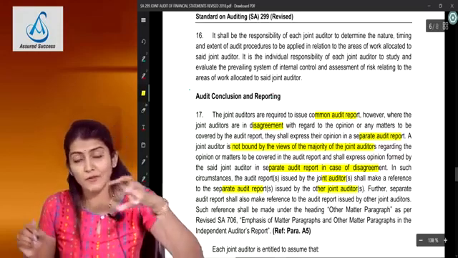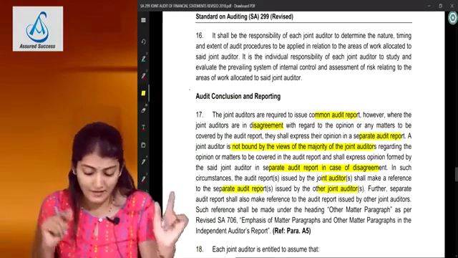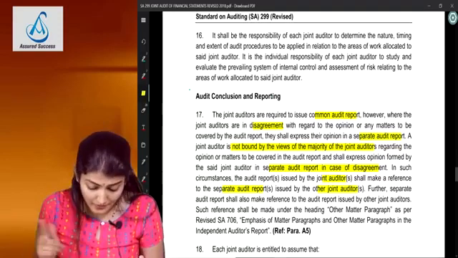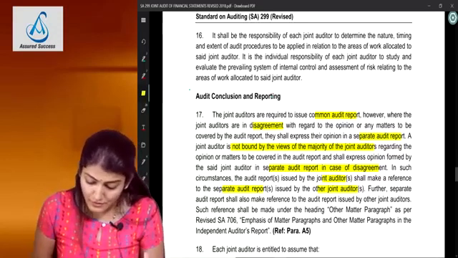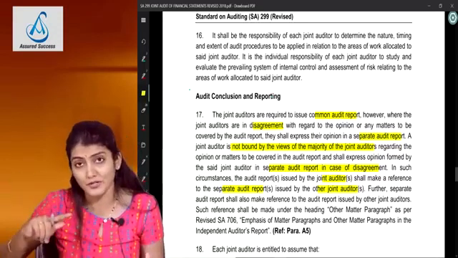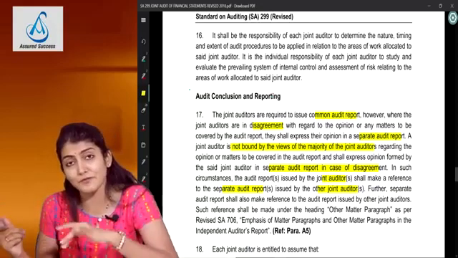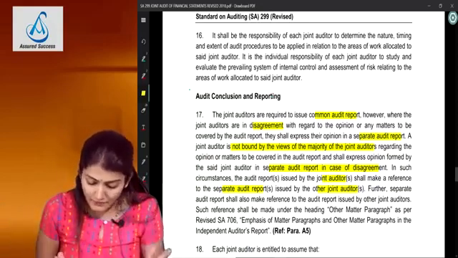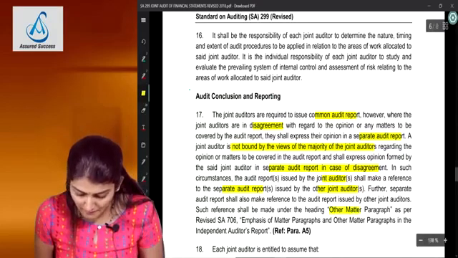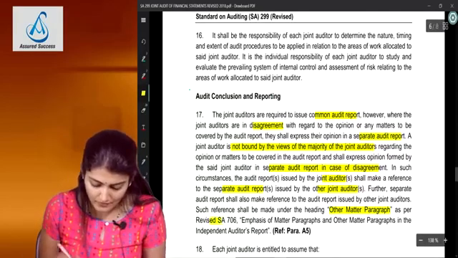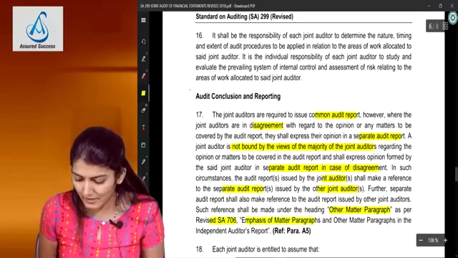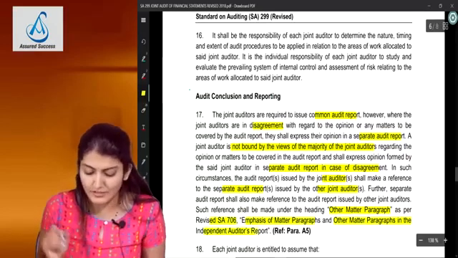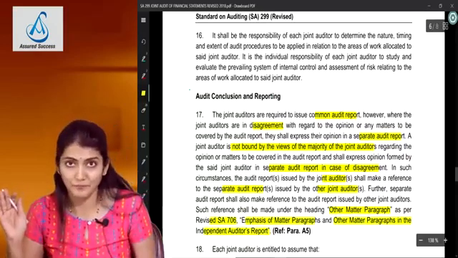That is, A and B will make a reference to the report of C in their report. The separate audit report shall also make a reference to the audit report issued by the other joint auditors. That means C will make a reference to the report of A and B in the other matter paragraph. Such reference shall be made under the heading other matter paragraph as per SA 706, emphasis of matter paragraph and other matter paragraph in the independent auditor's report.